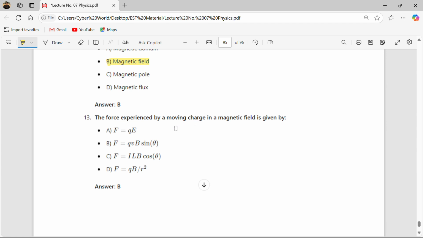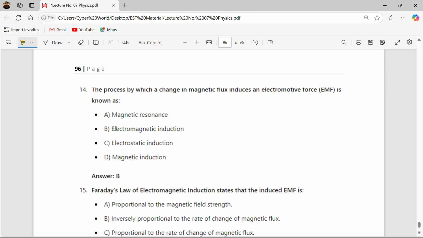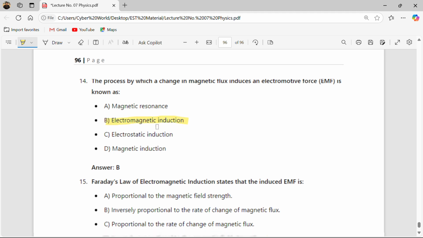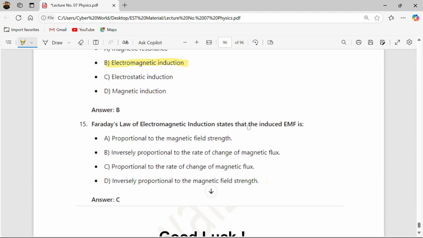The force experienced by a moving charge: if a charge experiences a force, then it should be QVB sine theta. If a conductor experiences force, then it should be ILB. So in this scenario, the correct answer is B. The process by which a change in magnetic flux induces an electromotive force, we know that this is electromagnetic induction by Faraday's law. Faraday's law of electromagnetic induction states that induced EMF is directly proportional to the rate of change of magnetic flux. So the correct answer is C.